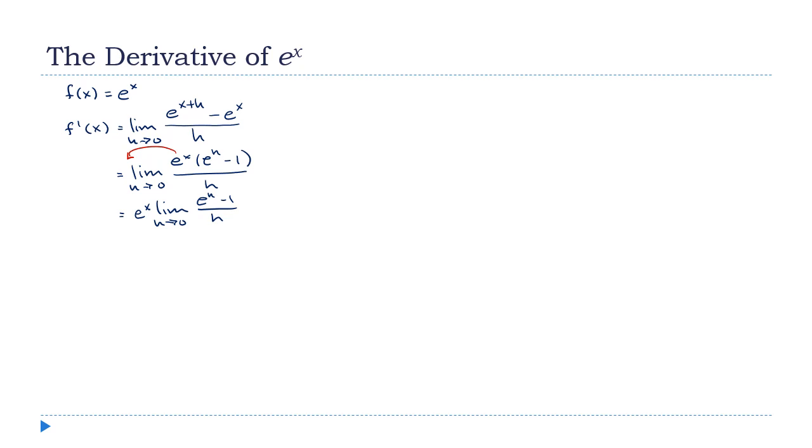All right, now here comes kind of the creative step. I'm going to let e to the h minus 1 equal y. I'm going to substitute that into the numerator, but in the denominator, let's solve this for h. Move the 1 over: e to the h equals y plus 1. Take the log of both sides. h equals the natural log of y plus 1.